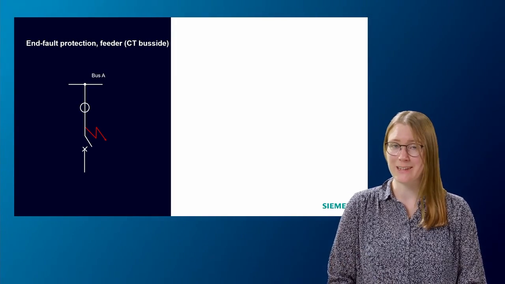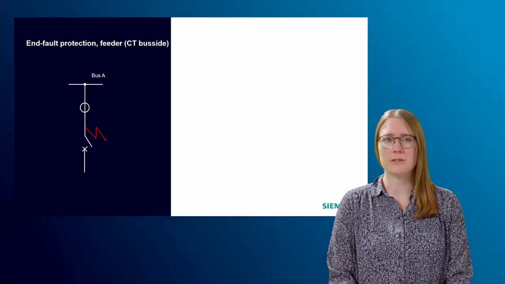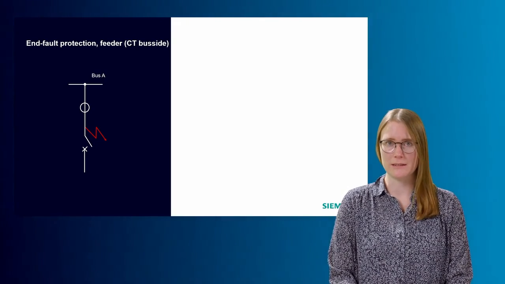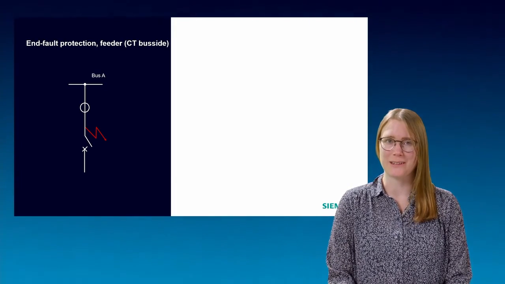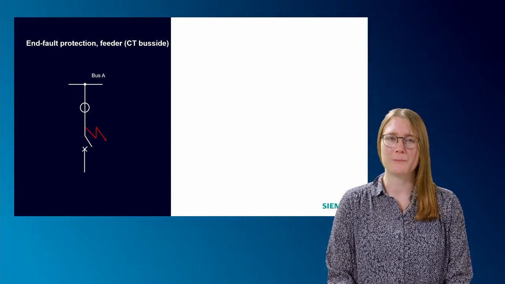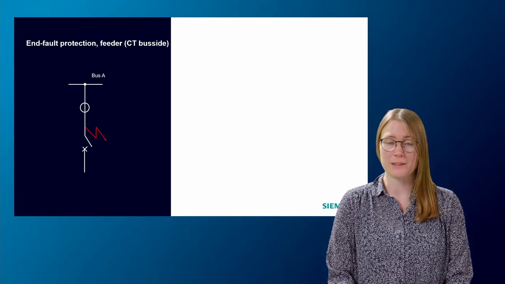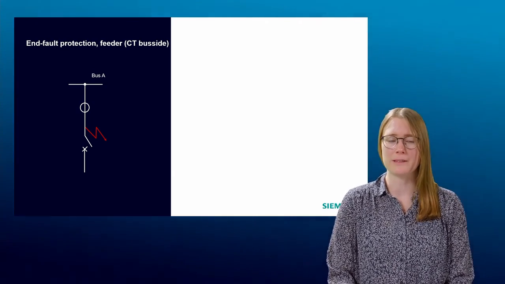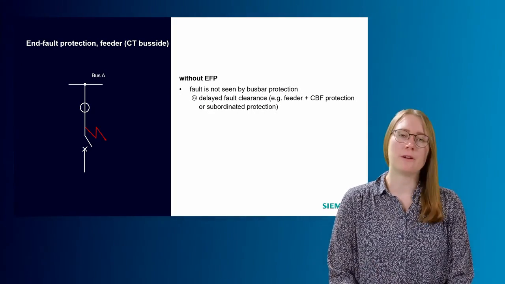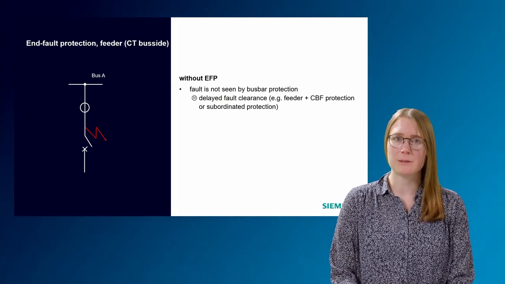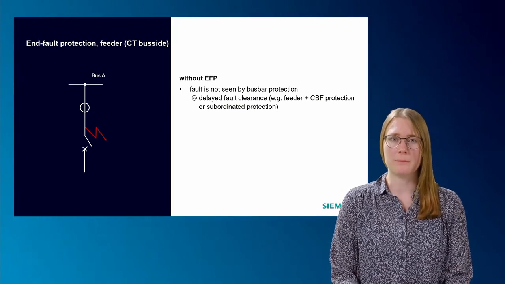Okay, let's start with the feeder with the current transformer on bus side. The measuring range only goes down to the CT. So a fault between the current transformer and the circuit breaker would be an external fault for busbar differential protection. The feeder protection recognizes the fault but cannot clear it because it is fed from the busbar. So without end-fault protection, the fault clearance time would be delayed because you have to wait, for example, for the circuit breaker failure protection or a subordinated protection.